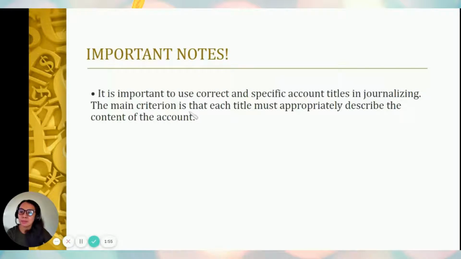So, things that you have to remember: it is important to use correct and specific account titles in journalizing. If you make a mistake in your journal entry, then you're going to have mistakes also in posting to your ledger. The main criteria is that each title must appropriately describe the content of the account. If you remember in our discussion of the chart of accounts, there's a part where each account title is given a description. So you would know which account title you have to use for the transaction that you're analyzing.